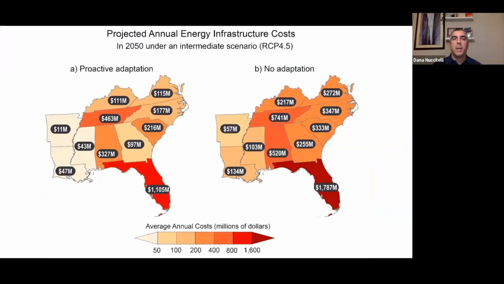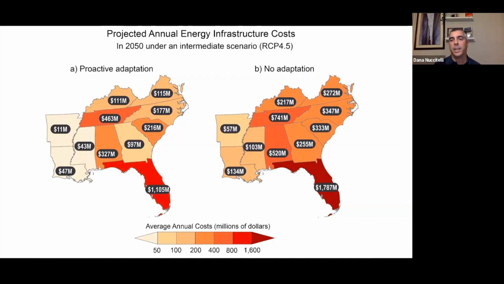You can see an example of that from this chart, again from the report, where we're looking at the projected infrastructure costs in a scenario on the left when we do take adaptation measures, and on the right where we don't take adaptation measures. So you can look at Florida, for example. In 2050, you're talking about $1 billion per year in infrastructure costs from extreme weather if we do adapt, and almost $2 billion per year if they don't adapt. So it's a very big difference, talking about close to a factor of two and lots of money.